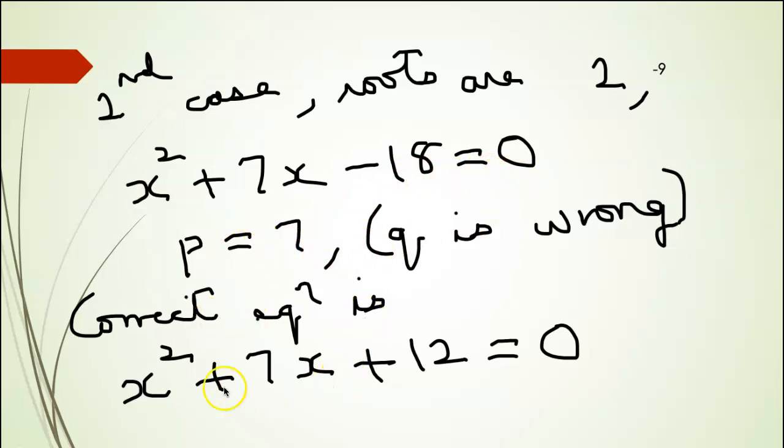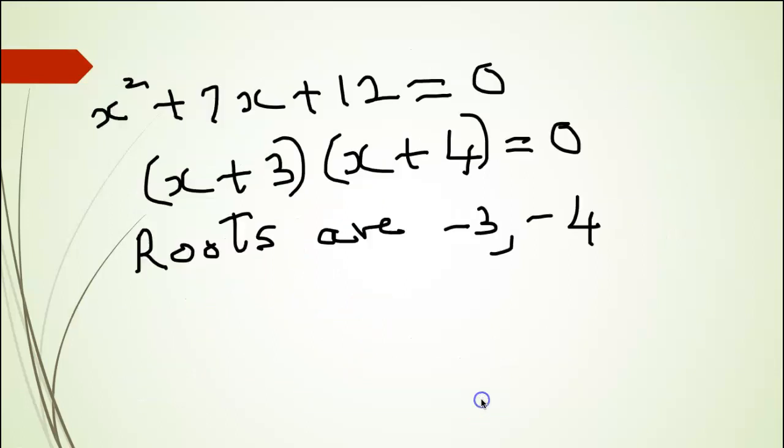So your correct equation is x squared plus 7x plus 12 equal to 0. Factorizing it, you get x plus 3 into x plus 4 equal to 0. So your roots are minus 3 and minus 4.